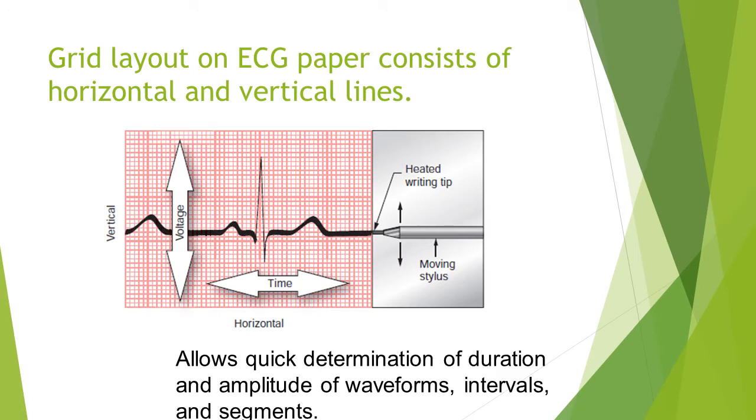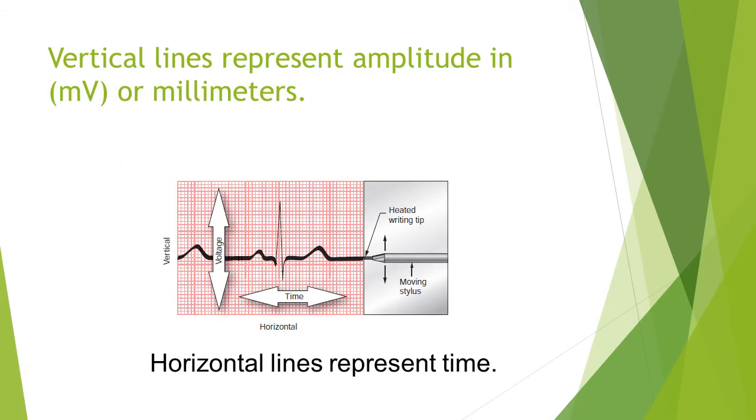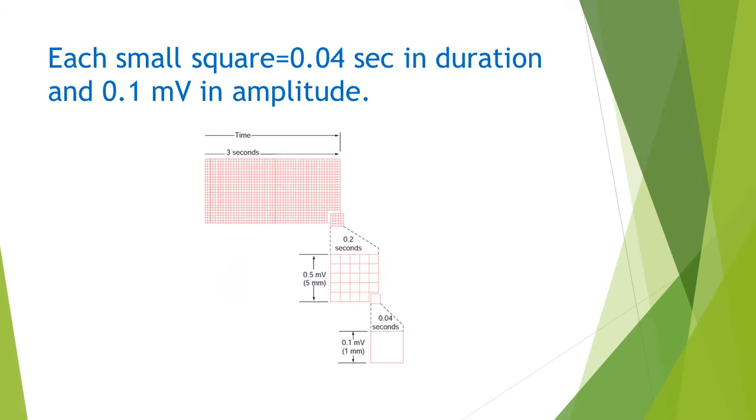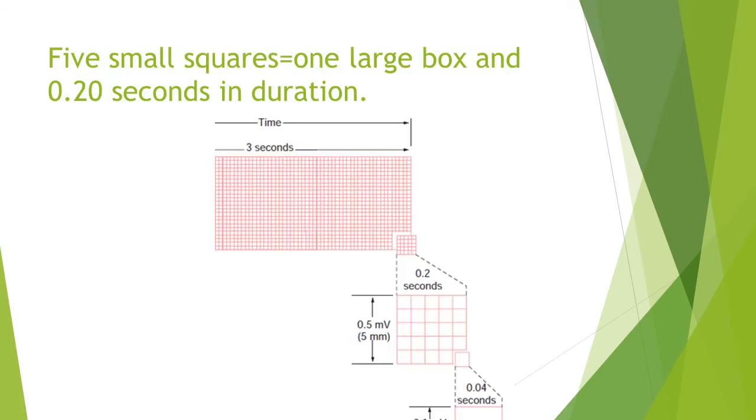So this is the grid layout of an ECG paper. It consists of horizontal and vertical lines. It allows quick determination of duration and amplitude of waveforms, intervals and segments. Here vertical lines represent amplitude in millivolts, horizontal lines represent time in seconds. And each small square in ECG is equal to 0.04 second in duration and 0.1 millivolt in amplitude.